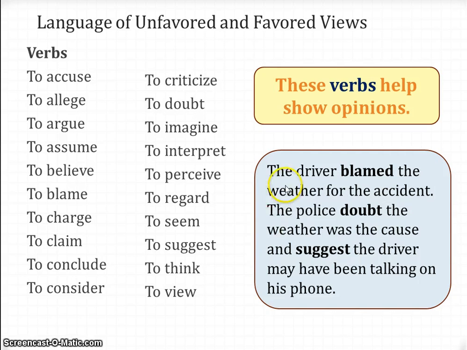For example, the driver blamed the weather for the accident. What is the driver's opinion about the accident? It was because of the weather. The police doubt the weather was the cause. So they doubt, that shows their opinion. They don't agree that the weather was the cause. And suggest, this is their opinion, that the driver may have been talking on his phone. So even in a simple few sentences like this, we understand what the driver's opinion is and the police's opinion is.